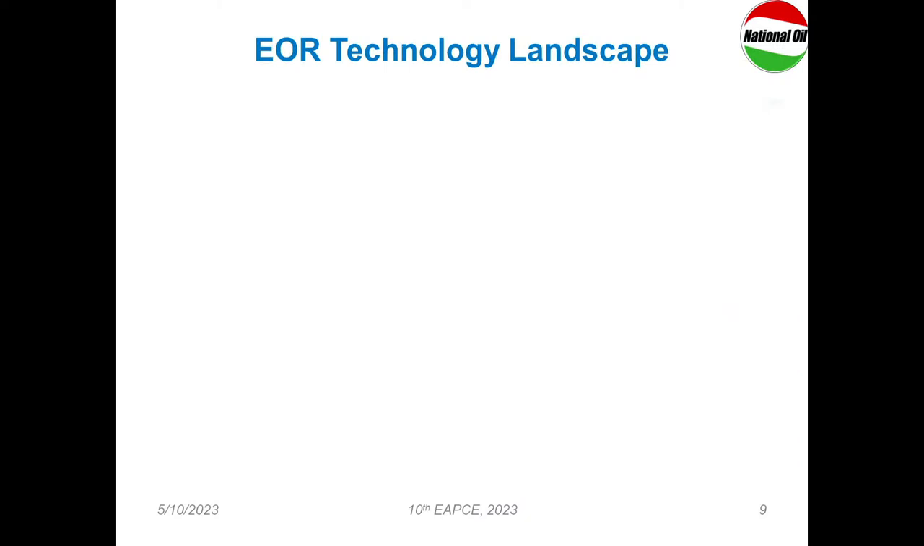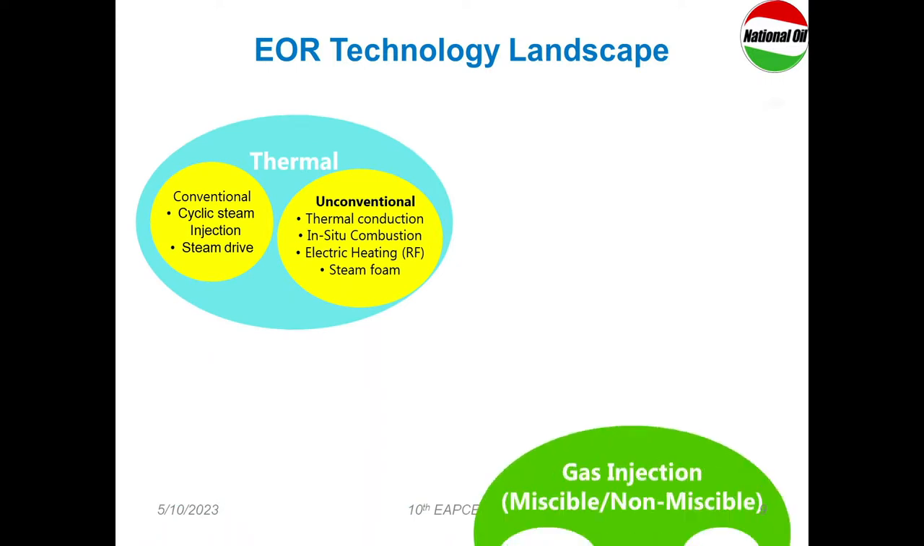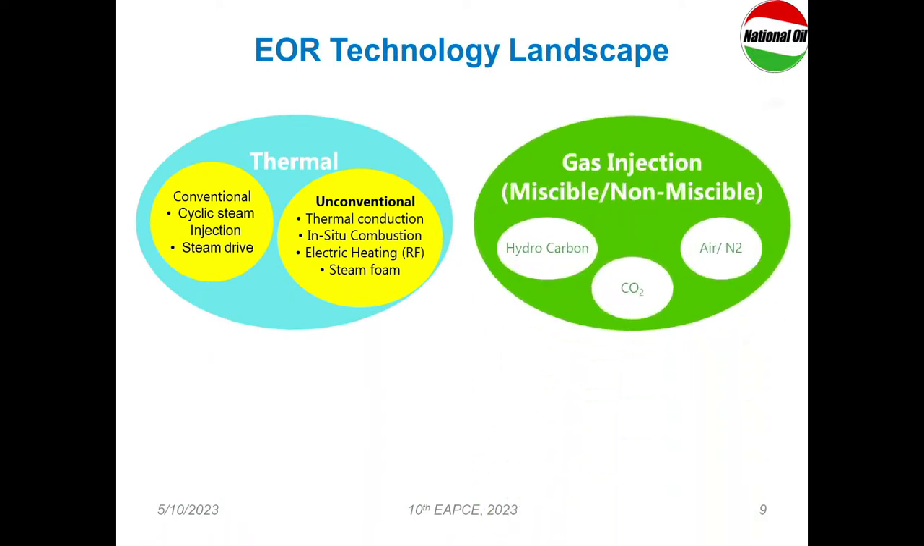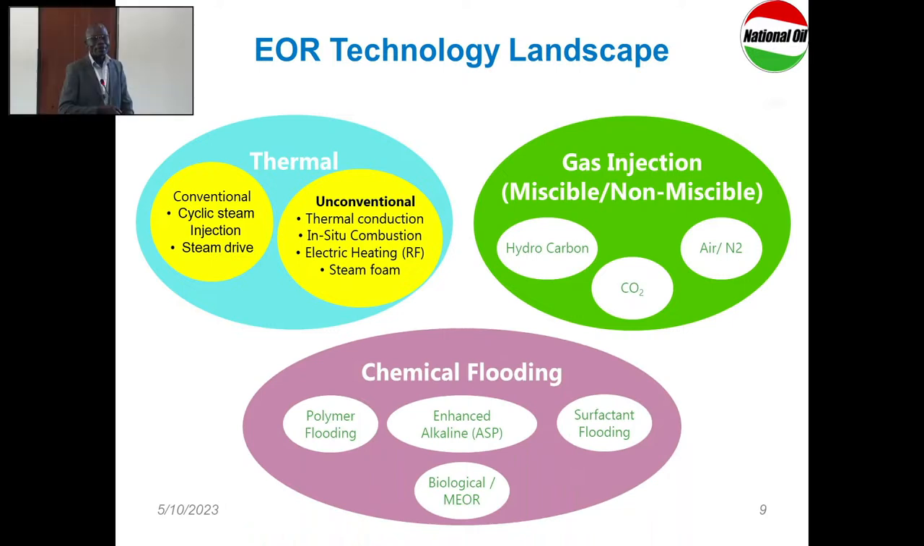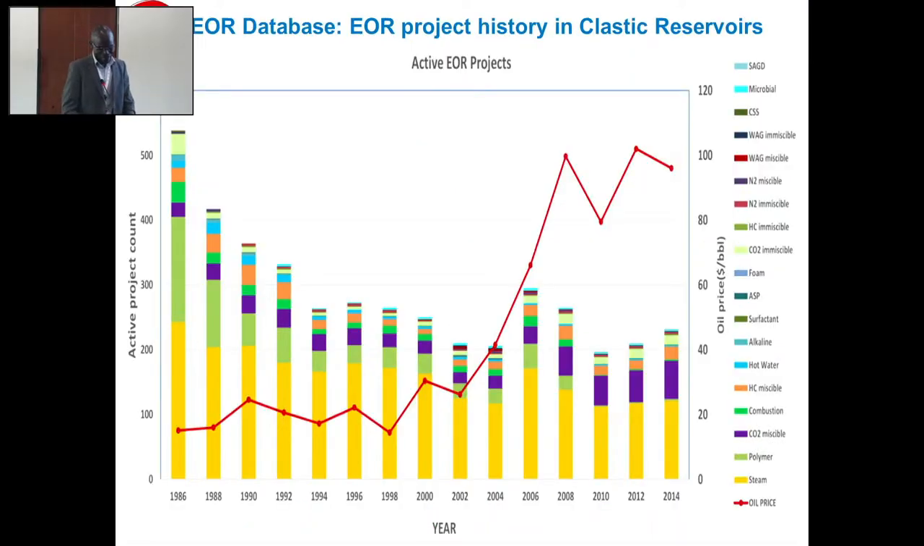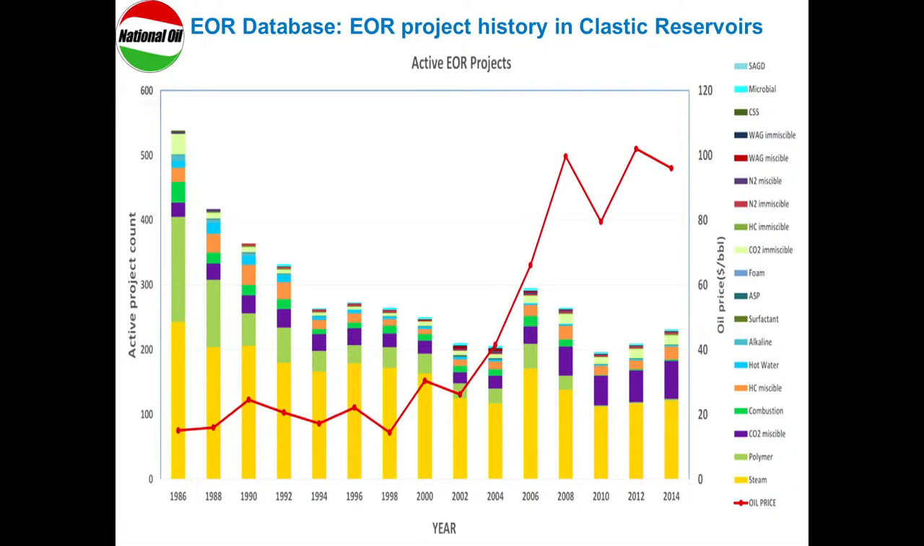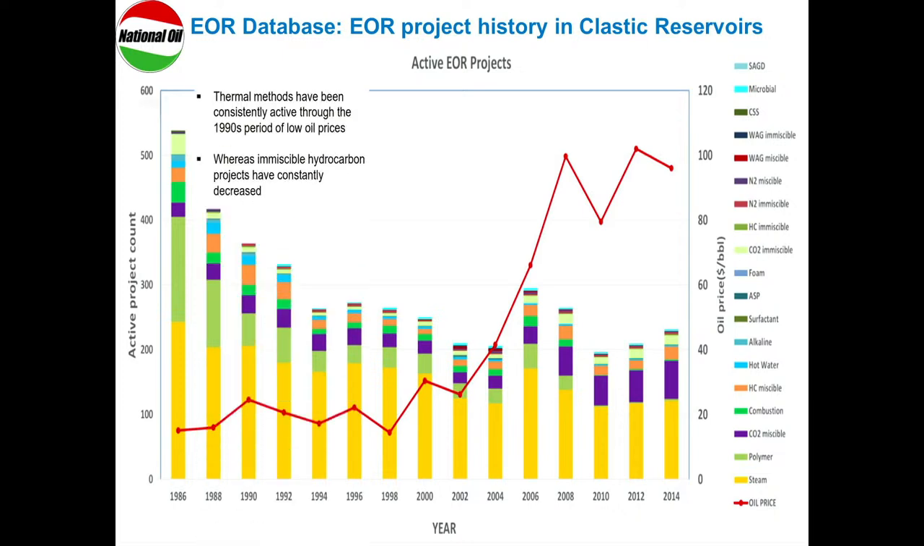So let's look at the technology landscape, what we can do to help us with all that. We've got thermal recovery methods, gas injection, and then of course chemical flooding. Then again, what we're doing here is not purely R&D. It's been tried, tested, and proven. So this is a historical analogy of how these trends have been improved and implemented over time. We can see the uptake of some methods depending on reservoir conditions and everything else, like CO2 injection being used, and that is reservoir dependent as well.